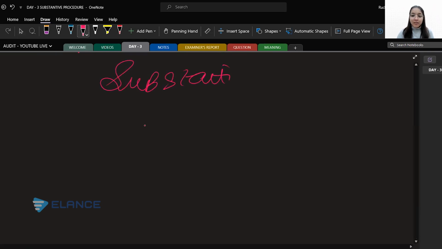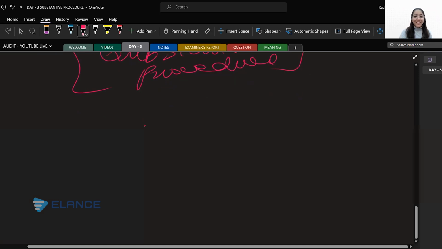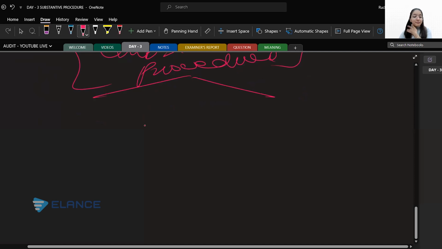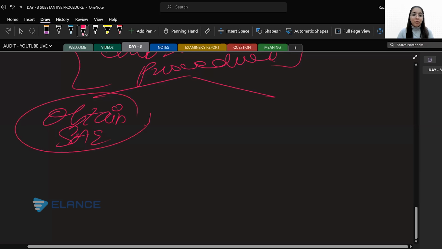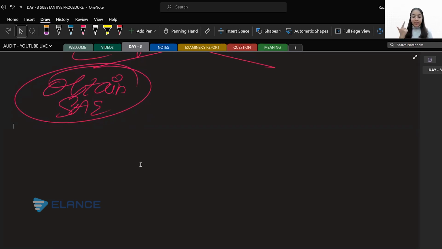now let's start with the topic. See, so much effort has gone into introducing the topic in the class. Now, substantive procedure. First step, I need to obtain sufficient appropriate evidence. In the first chapter, everybody must have read sufficient and appropriate. Sufficiency comes with quantity and appropriateness comes with quality, right? What do I mean by quality of evidence? Will you rely on the photostat or on the original document?